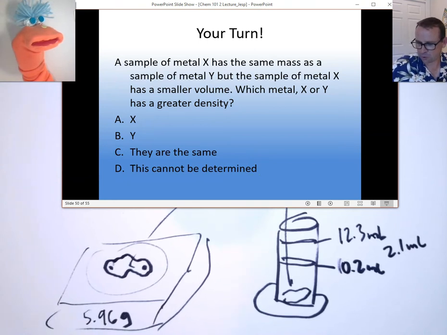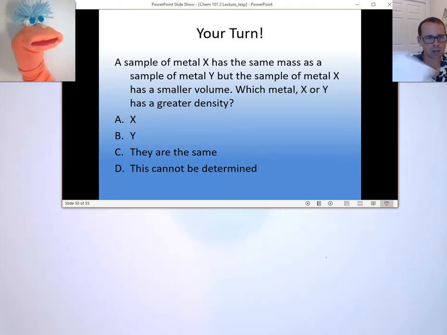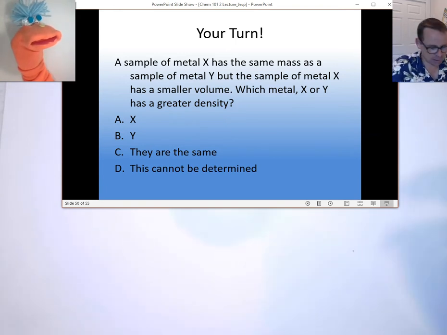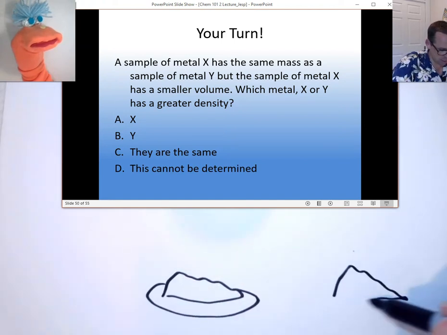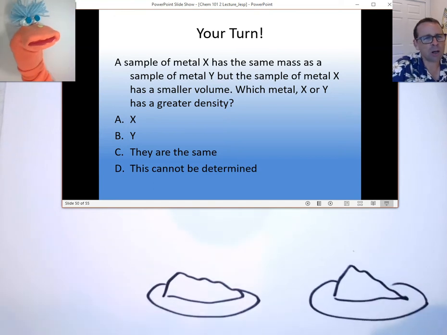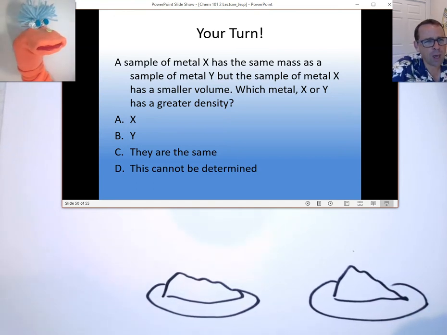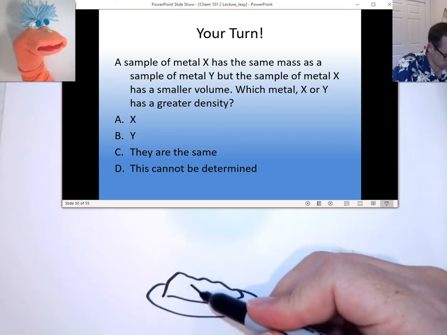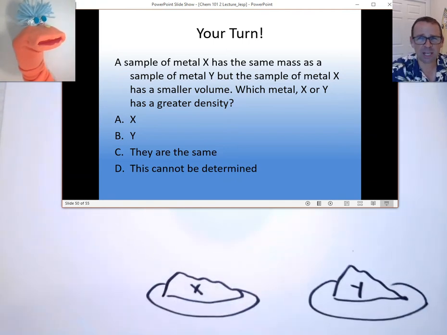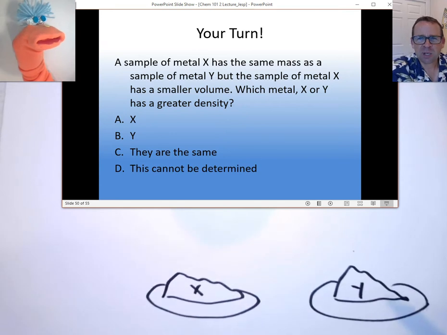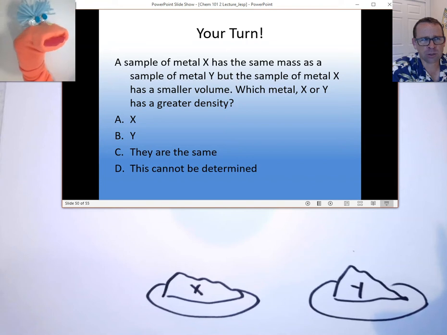Let's see if we can further clarify our understanding of density with some problems here. Here we have a sample of two metals, X and Y, and it says that they have the same mass. So let's draw a little picture. Here's a mass of metal X. Here's a mass of metal Y. Same mass, but X has a smaller volume. So we'll say X has a smaller volume. Well, if they have the same mass, but X has a smaller volume, that means that X is more dense. Can you see that? I don't think that's intuitive to me.